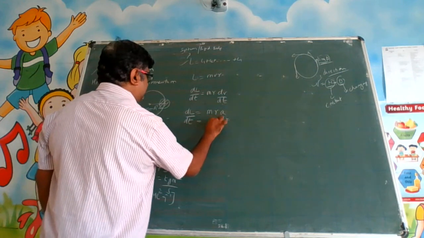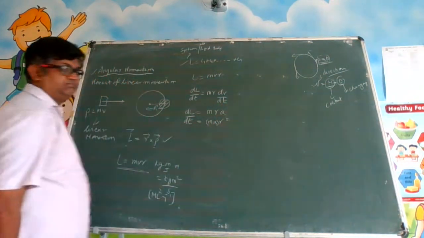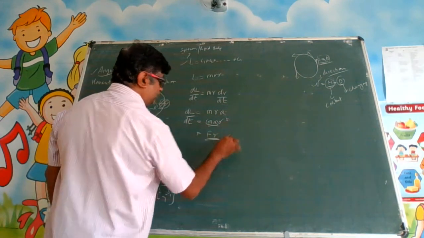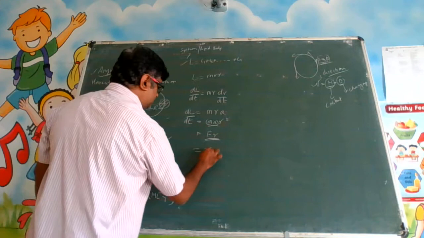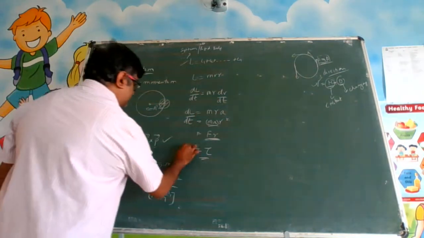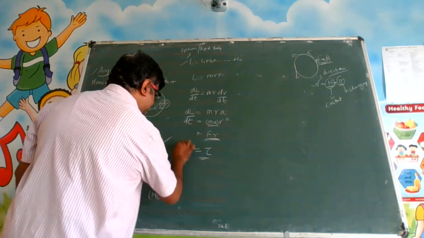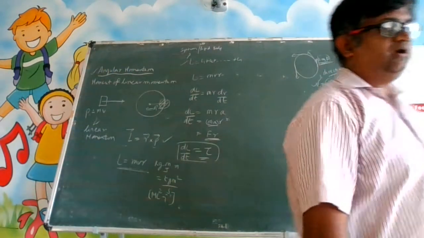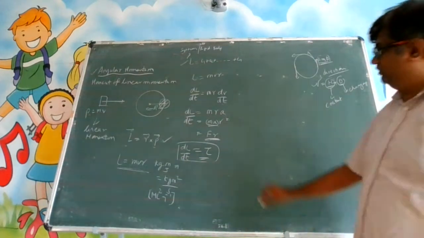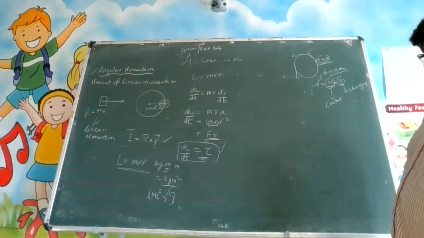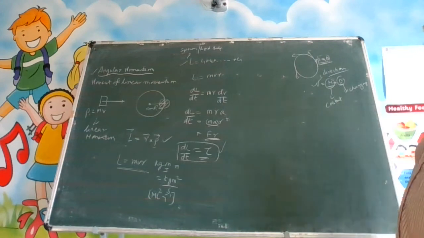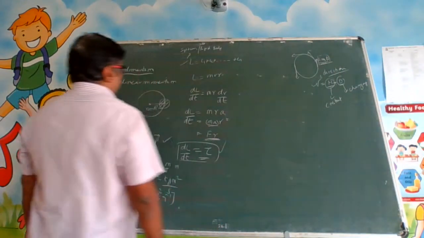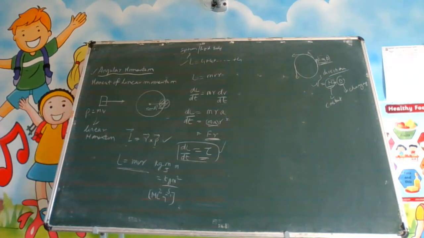Can I write it as mA into r? What is this? It is force multiplied by the distance. You have already seen this. This is torque. So if you differentiate the angular momentum, what are you going to get? You are going to get the torque. Okay, this one point I forgot to tell. dL by dt, you are going to get the torque. So just make a note of this point.